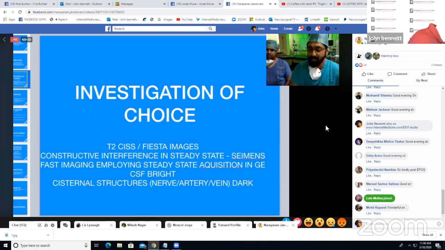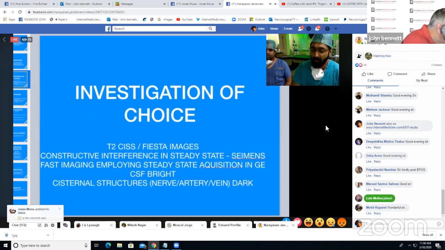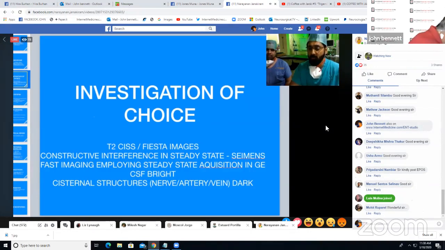Investigation of choice is the MRI. You always order for a T2 FIESTA image. CISS is constructive interference in steady state, that is by Siemens, and FIESTA is fast imaging employing steady state acquisition in GE. So these are the two machines, Siemens and GE. If you write T2 FIESTA, then your radiologist will give a very nice view and show you the compression of the vessel. CSF appears very bright. The cisternal structures, the nerve, artery, vein appear dark in color. So this is what you have to ask for, the T2 FIESTA.